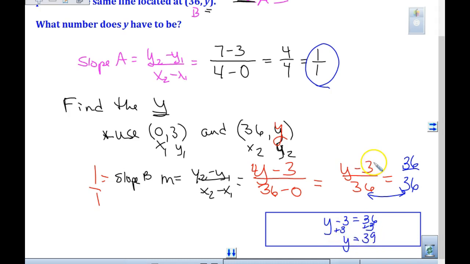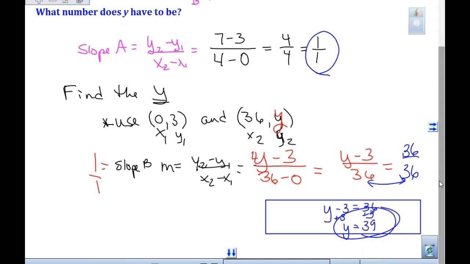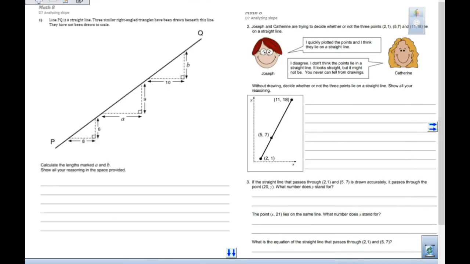If I go back here and plug in 39 minus 3, I get 36 over 36. So this is what you're going to be asked to do on your homework. And I know, looking at this problem, it gets a little hard. We haven't had students do this in the past, but this is pretty important for you to understand going forward as we are doing the lesson.